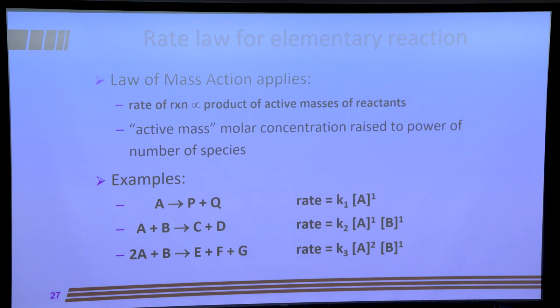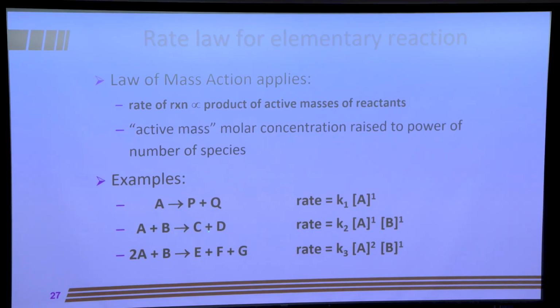Okay, so I said this a little bit earlier. For the rates of elementary reactions, the law of mass action applies. The rate of reaction is proportional to the product of the active masses of reactants. In other words, if a reaction is elementary, then it occurs as written, and you can use the stoichiometric coefficient. So here we have 1A giving us P plus Q. The rate is equal to the first order rate constant times the concentration of A to the 1, right?